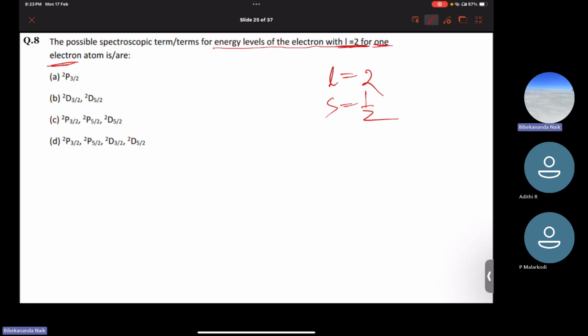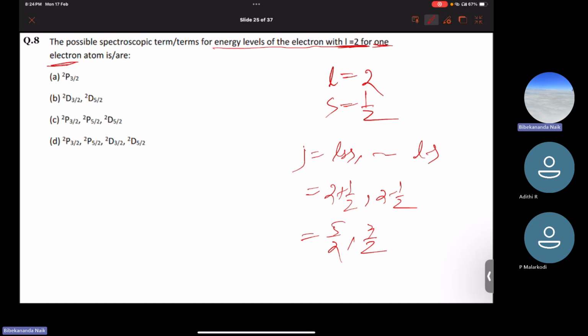As we had already discussed, since we have the values of L and S, the value of J will be L plus S to L minus S with one increment. Since here S is half, there will be two values, because 2S plus 1 is 2 for S equal to half. The number of values of J equals 2S plus 1, so there will be two J values. That is 2 plus half and 2 minus half. So 2 plus half is 5 by 2, 2 minus half is 3 by 2.